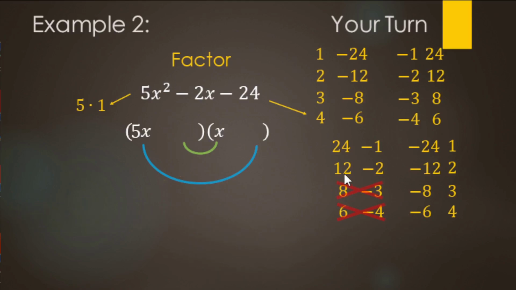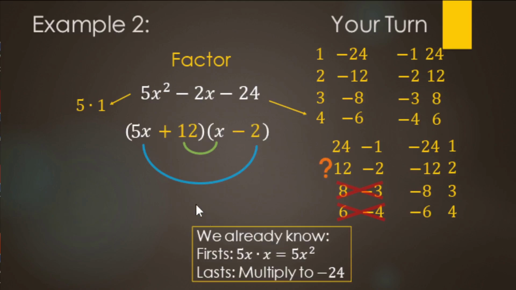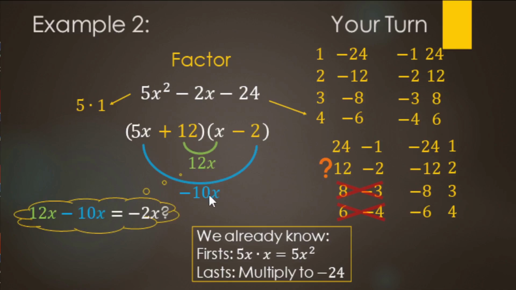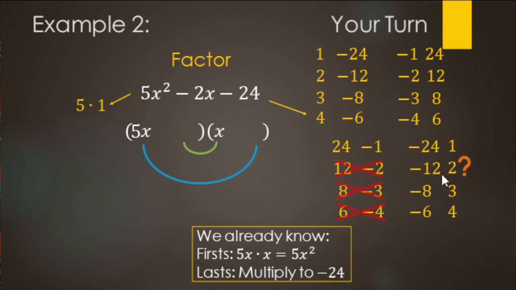Let's try another one. Let's try 12 and negative 2. Here we go. 12 and negative 2. First and last are good. Let's try outers and inners. 5x times negative 2, negative 10x. 12 times x, 12x. When we add these up, we don't get a negative 2. Instead, we do get a positive 2. Oh, it's the opposite of what we wanted. So guess what our answer is going to be? The opposites. Instead of a positive 12 and negative 2, it's going to be a negative 12 and a positive 2. So we're switching the signs there.